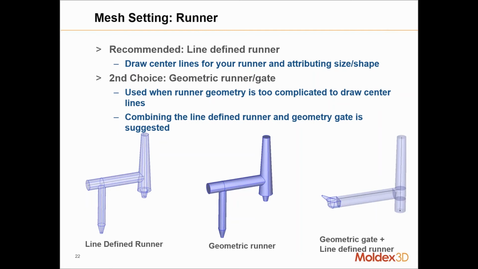This is more useful when your gate or runner geometry is very complicated and it's not practical to define that with straight lines or center lines. Now, the third option is if your gate geometry is complicated, but your overall main runner branch is not really that complicated, then you can use a combination of line-defined and geometry. So that is also something that is very useful when setting up your meshing.